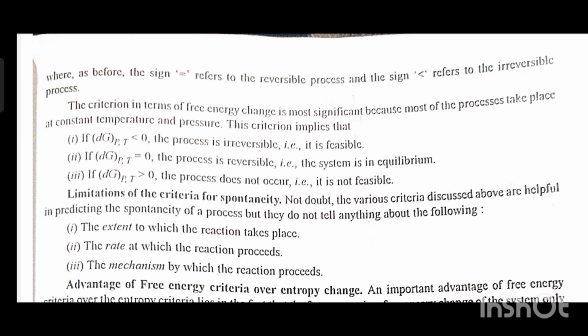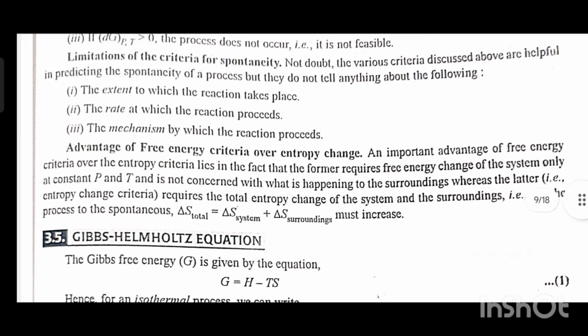Limitation of the criteria for spontaneity. Note that the various criteria discussed above are helpful in predicting the spontaneity of a process, but they do not tell anything about the following. Number 1, the extent to which the reaction takes place. Number 2, the rate at which the reaction proceeds. Number 3, the mechanism by which the reaction proceeds.